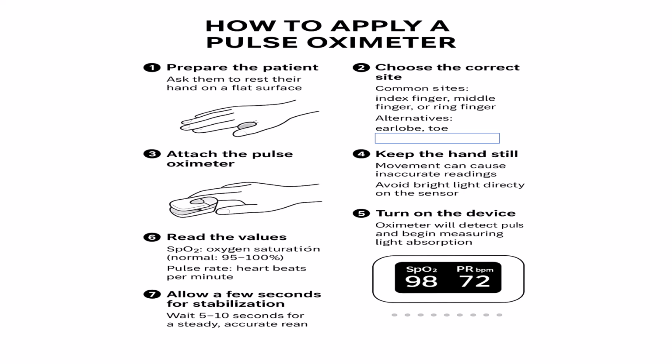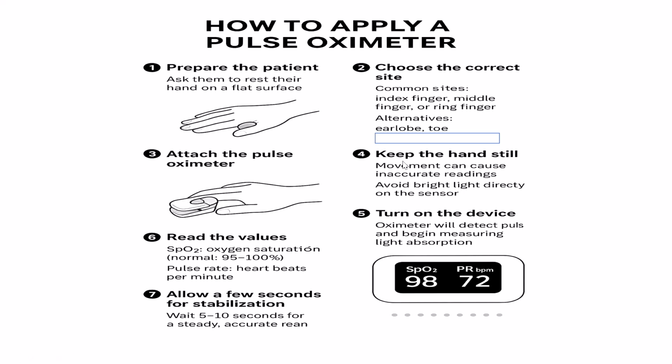How to apply a pulse oximeter? This is the procedure of using this device. First, prepare the patient. We must ask them to rest their hand on a flat surface without movement, and then we choose the correct site. Common sites are the index finger, middle finger, or ring finger. We also have alternative sites, maybe the earlobe or toe, especially for infants or babies. The third step, we attach the pulse oximeter to the finger of the patient.